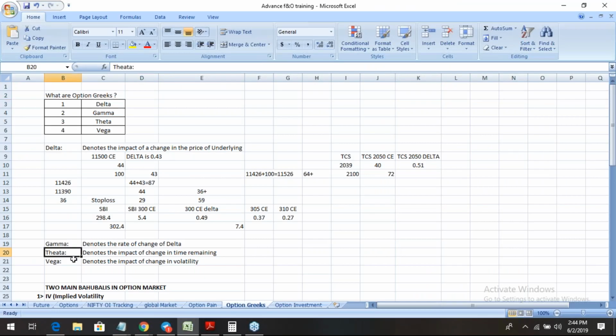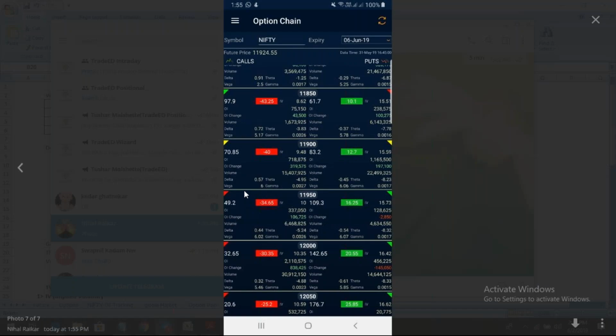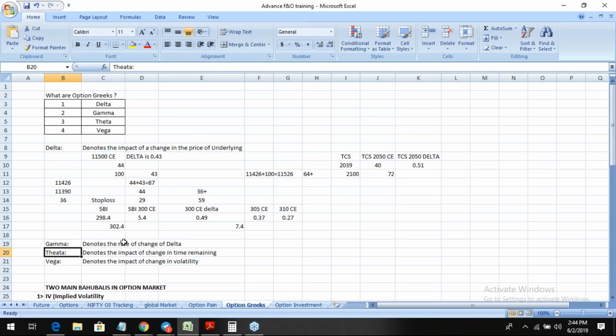Now theta. Theta denotes the impact of change in the time remaining. Now let's see. See, first write down theta, at least you can understand. But the most important, again I'm saying, it's delta only. Same you can buy call and put in stocks as well. You can buy SBI, ICICI, whatever stock you are buying. See the delta. Then only buy call or put.